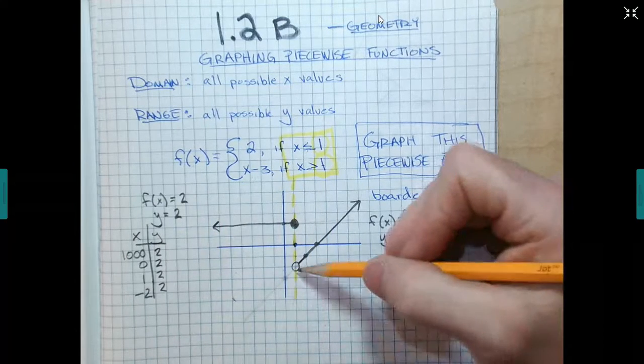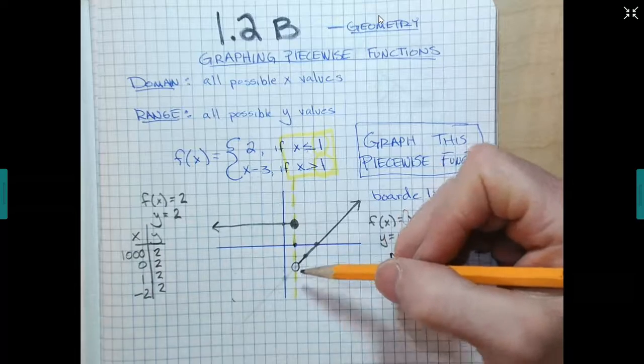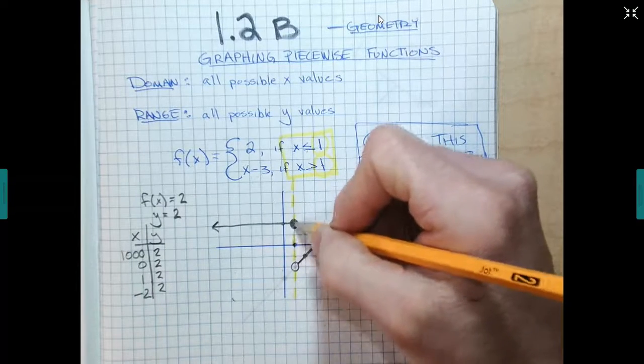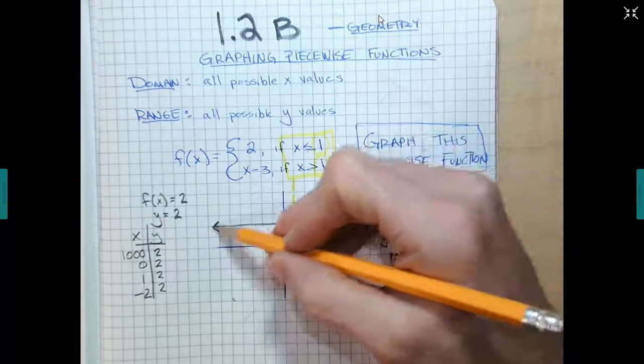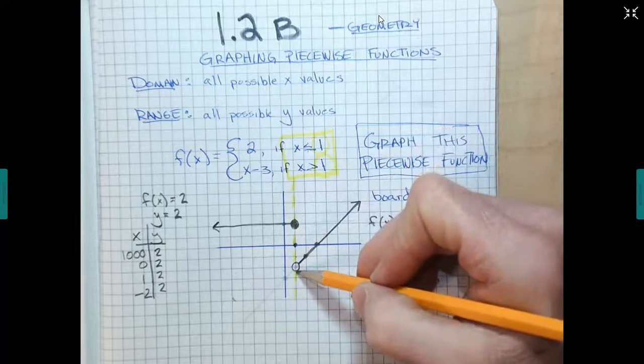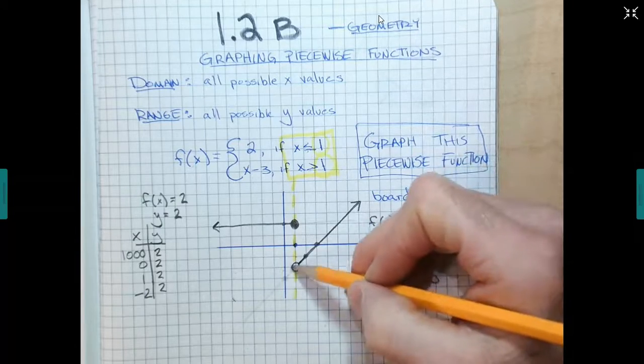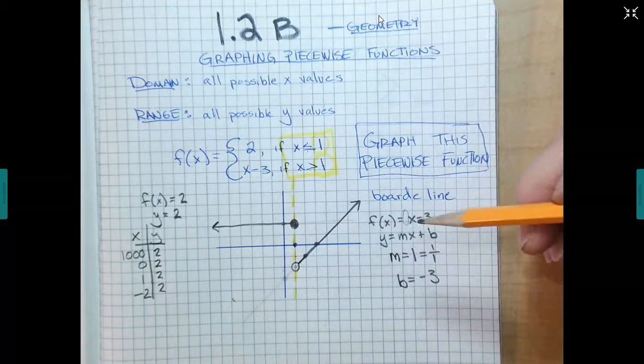Now you notice, for a function to be a function, I cannot have 2 y values for 1 x value. So you notice the 1 is a part of this line, but it is not a part of this line. So yes, this remains a function.